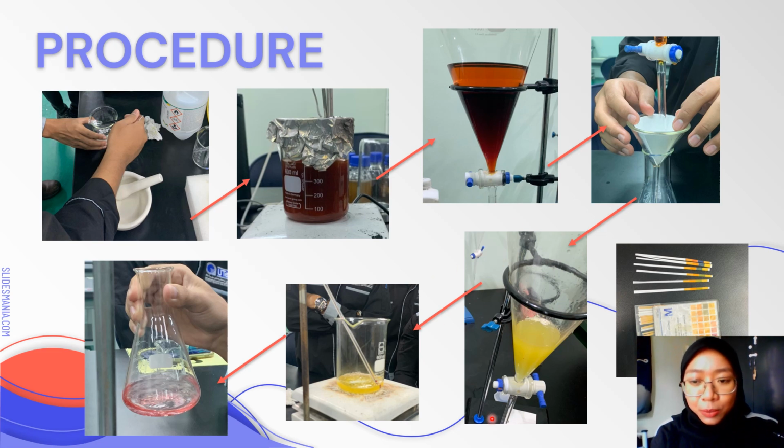For washing, we use pH paper to determine the pH value of our biodiesel, to determine how many times we have to wash it. After that, we heat the biodiesel once again to eliminate water. And the last one is the acid test to determine the acid value.